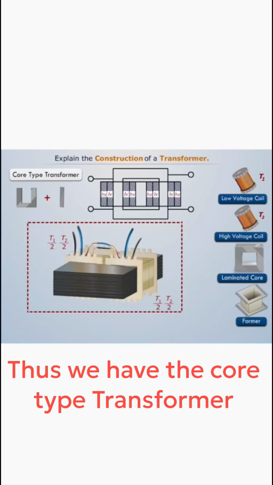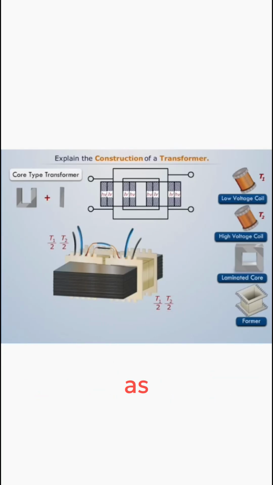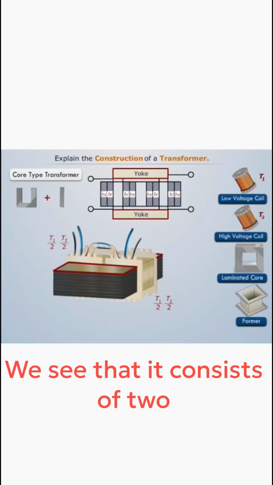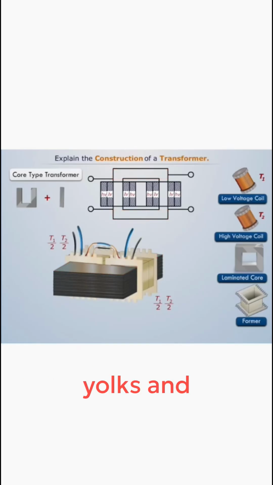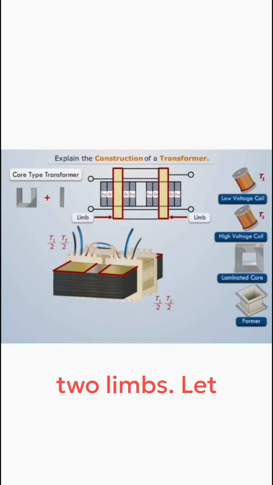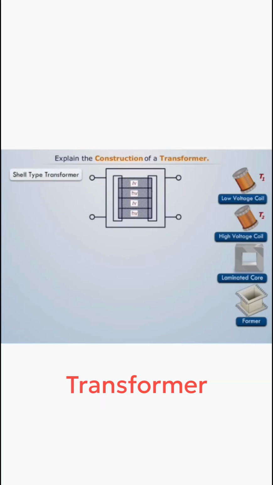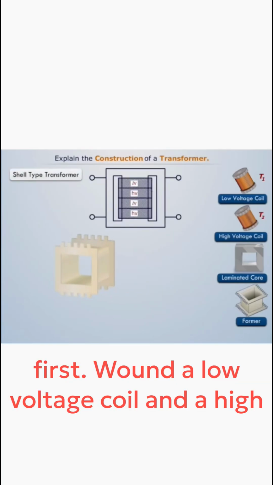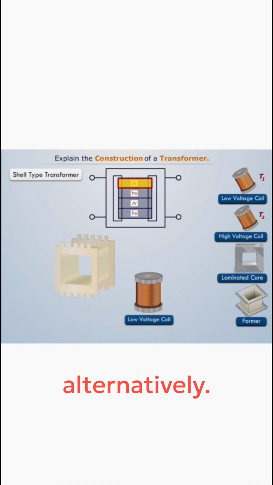Thus, we have the core type transformer, as we see that it consists of 2 yokes and 2 limbs. Let us now construct a shell type transformer. First, wind a low voltage coil and a high voltage coil on the plastic former alternatively.